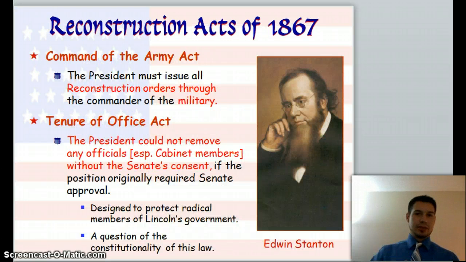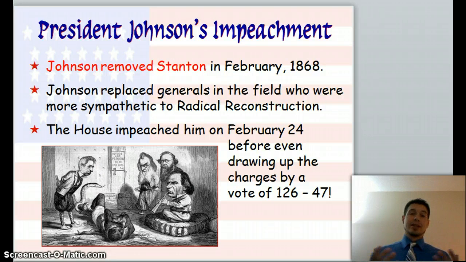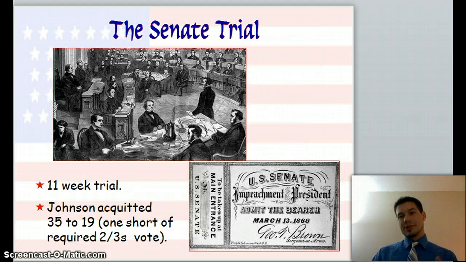As Reconstruction continues, we have the Reconstruction Acts of 1867, and one of them is the Tenure of Office Act. The president could not remove any officials, especially cabinet members, without the Senate's consent. This was huge. They were targeting Johnson. Johnson wasn't very well liked by the cabinet or Congress. What ends up happening? Johnson removes Edwin Stanton. When that happens, he's one of the cabinet members, so of course the House impeaches him before even drawing up charges.